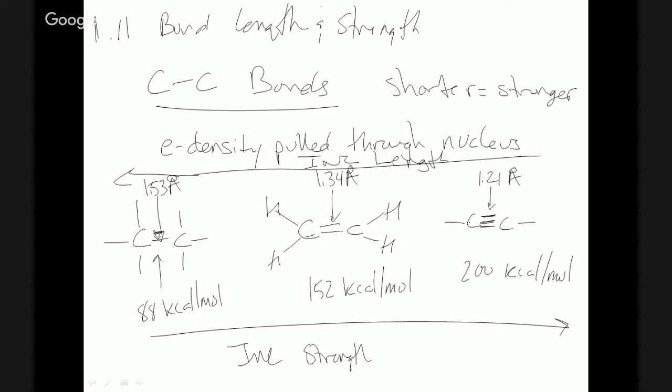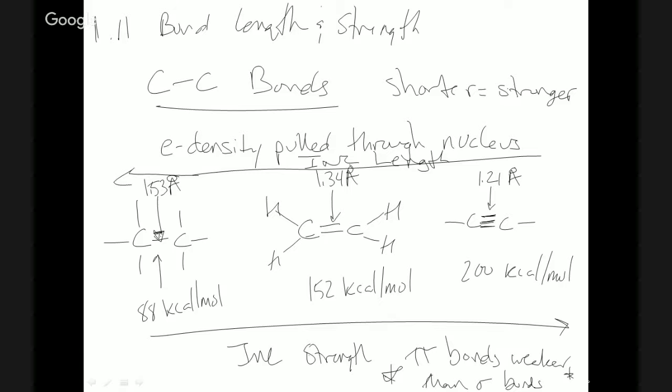Okay, but notice it's not completely additive. 88 times 2 is more than 152. It's 176. 88 times 3 is much more than 200. So the take-home message is pi bonds themselves, the double and the triple bonds, are weaker than sigma bonds. Let me say that again. Pi bonds are weaker than sigma bonds. That's the bigger principle here, rather than memorizing bond.